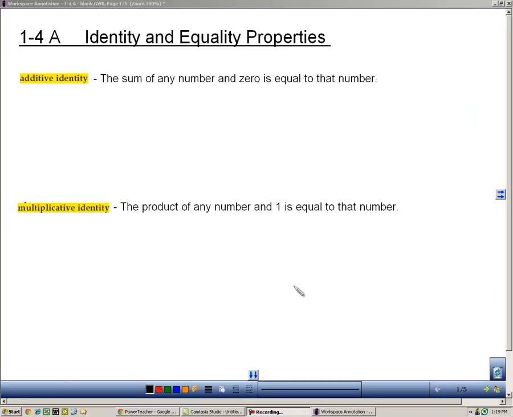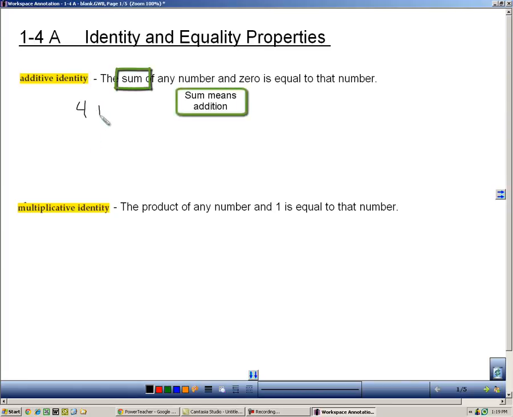Section 1.4a is about the identity and equality properties. The first property we'll look at is called the additive identity, and it says that the sum of any number and 0 is equal to that number. Well, what does that mean? That means if you take some number like 4 and you add it to 0, you're going to get 4. If you have negative 13 and you add a 0, you'll get negative 13. In other words, what you start with is exactly what you end with when you add nothing. That's called the additive identity.